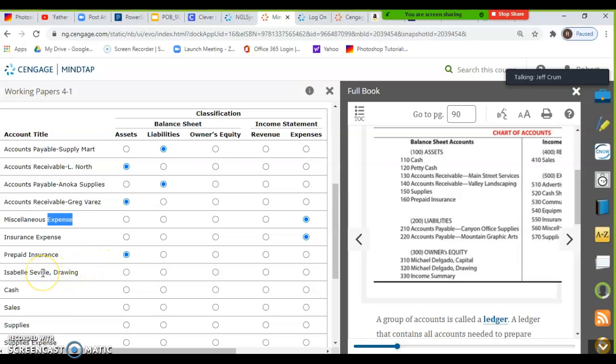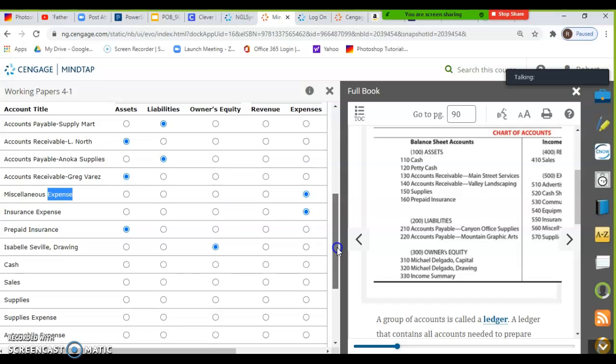Then we've got the owner's drawing account. So that's going to go, remember, we've got our account for owner's equity. So the drawing account, owner's drawing account goes into owner's equity. Get cash. Cash is always an asset. We've got sales. You're not sure where that goes, look back over here on your chart of accounts. Sales, revenue. Money that comes in is revenue.